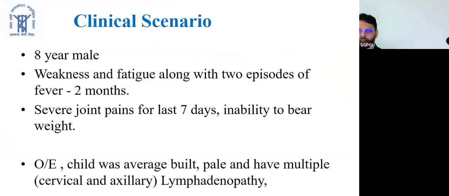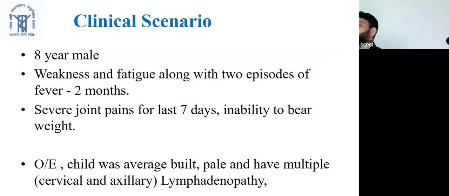Right. So now coming to a clinical scenario. Fine. This is an 8-year-old male who presented with weakness and fatigue along with episodes of fever for 2 months, severe joint pains for the last 7 days, inability to bear weight. A small child, inability to bear weight, the parents have brought him in their arms to the OPD to see a hematologist, and on examination the child is of average build, pale and having multiple cervical lymphadenopathy. This is the history. If I say this is the history, what is your first differential diagnosis?